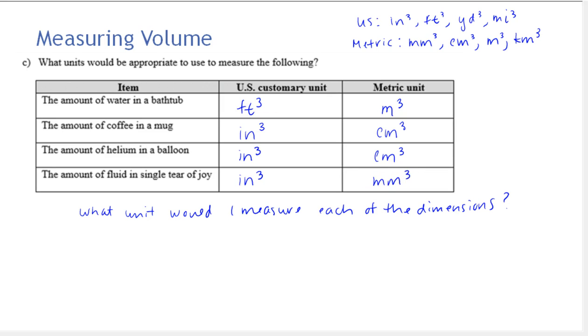And again, to get a good feel of these, you really have to have your own reference point, your own way of thinking about how you measure these units. So a good idea is to Google some of these and find some benchmarks for yourself. You might find out exactly how much fluid is in a single tear of joy. You know what a single tear looks like, and then you can start to make sense of these different measurements.